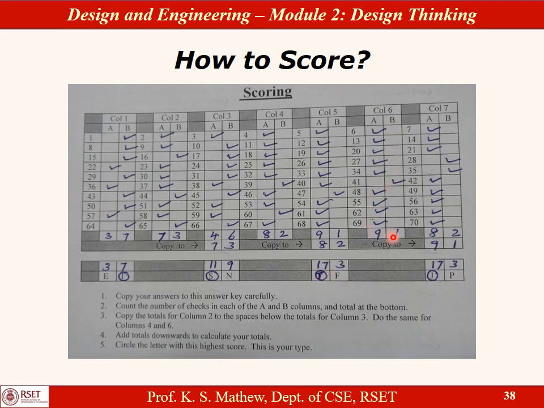Column 7 total has to be copied below column 7 and take a sum, 17 and 3. So J is the personality type. So my personality type is ISTJ. So you can look at the sample. You can take this as a reference for scoring, how to score, and do the MBTI test and score and determine your personality type.